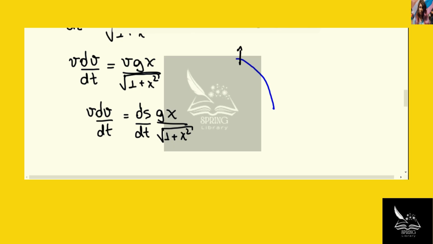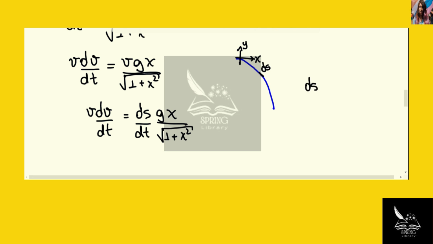Now remember that v is equal to ds/dt. And I'm just going to explain what s is in a second. So we have v dv/dt equals ds/dt times gx divided by the square root of 1 plus x squared. Now consider that we have an arbitrary curve in our case. So let me write our specific curve. We have this curve here, and we have a coordinate system, y x. And ds is the element of length of this curve. Okay, so a little element of length here.